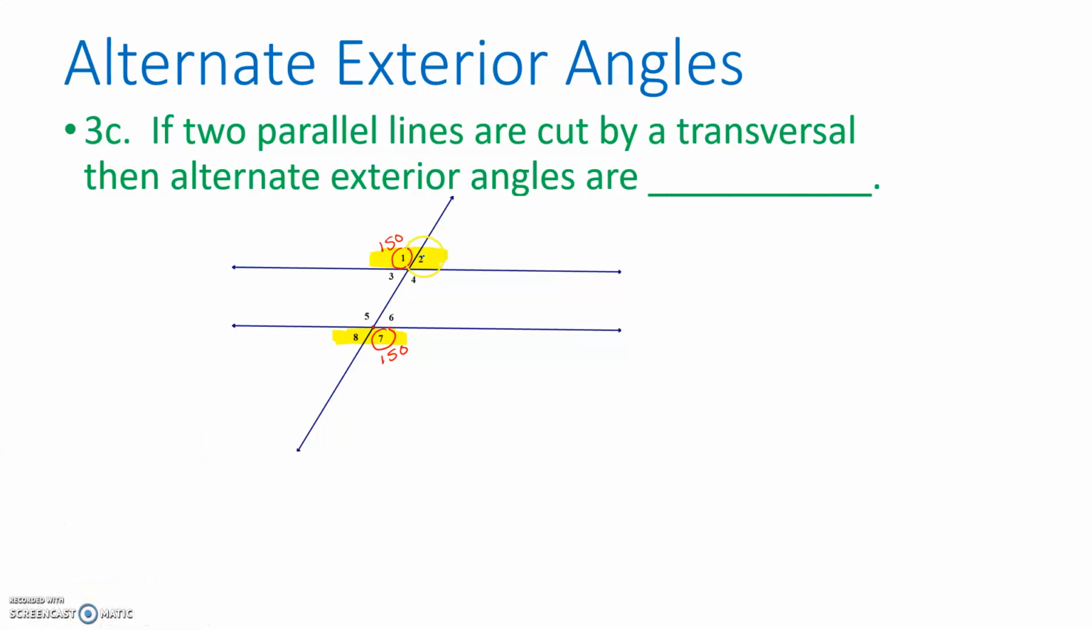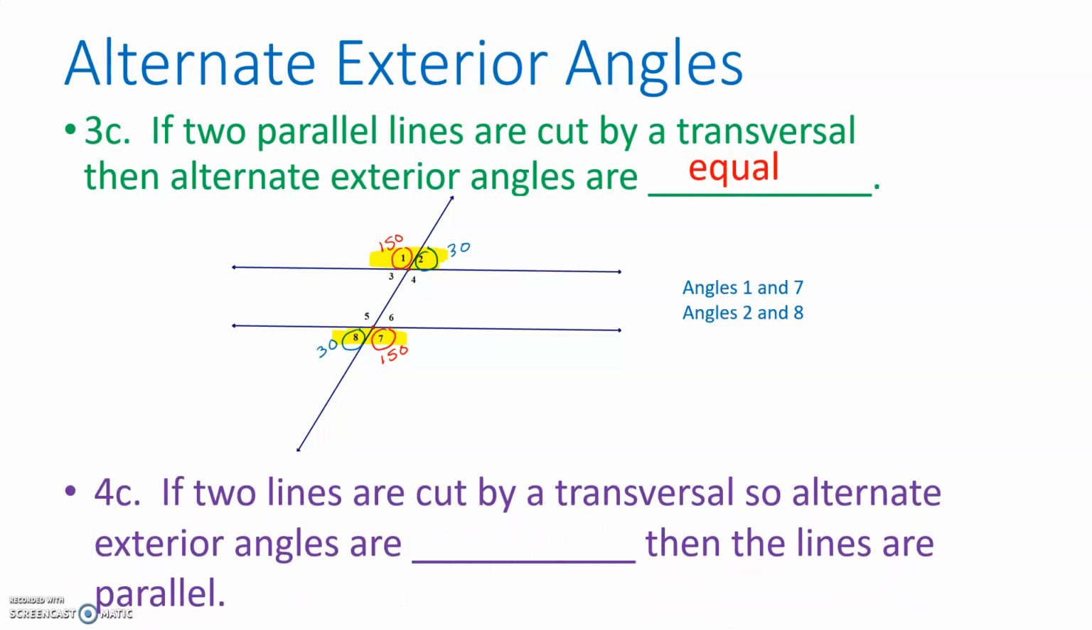If I change color, this is an exterior angle and this is an exterior angle, and they are on opposite sides, alternating sides of the transversal. So they are alternate exterior angles. And from our original diagram, this is 30 and this is 30. So angles 1 and 7, 2 and 8 are alternate exterior angles. They seem to be equal. And if two lines are cut by a transversal so that I have alternate exterior angles that are equal, then the lines will be parallel.